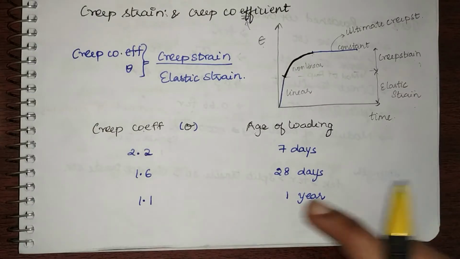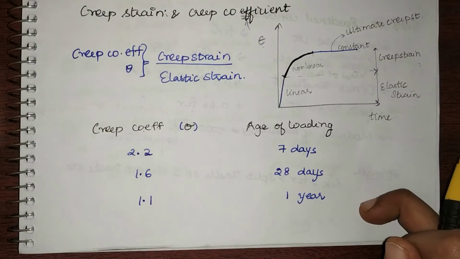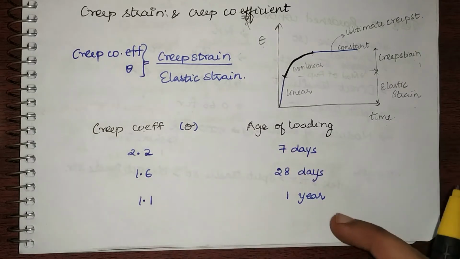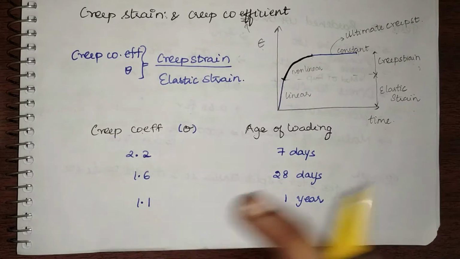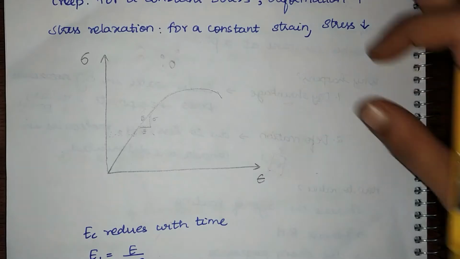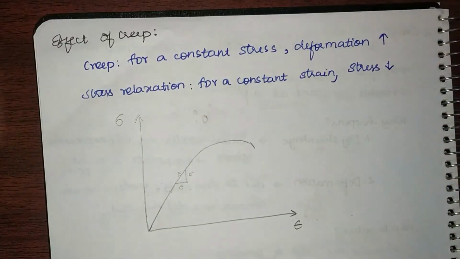The value of the creep coefficient corresponding to the age of loading is given here. At 7 days it is 2.2, at 28 days it is 1.6, after 1 year it is 1.1. We can see that there is a considerable difference between 7 days and 28 days itself. Next, let us see what this creep does to our structures.